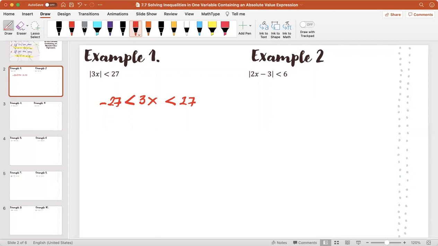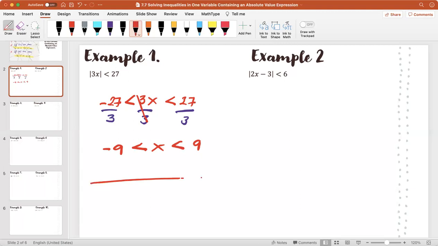And in here, we divide all three parts by 3. So it's a compound inequality, a 3-part inequality. In order to solve for x, we need to isolate x in the middle. So that means we divide everything by 3, not only in the middle, but also on both right and left. So what's negative 27 divided by 3? We have negative 9. You cancel the 3. Less than x, less than 9. So x is greater than negative 9, but less than 9.